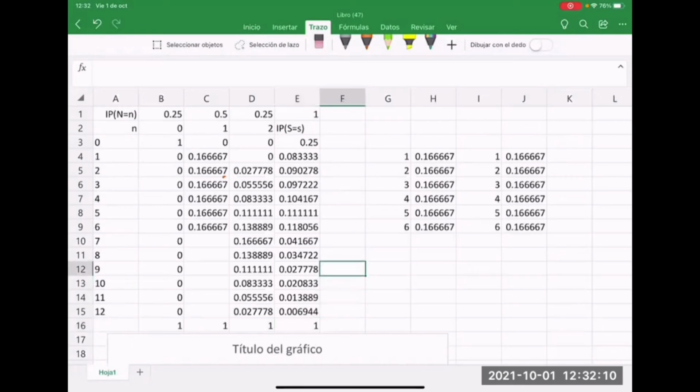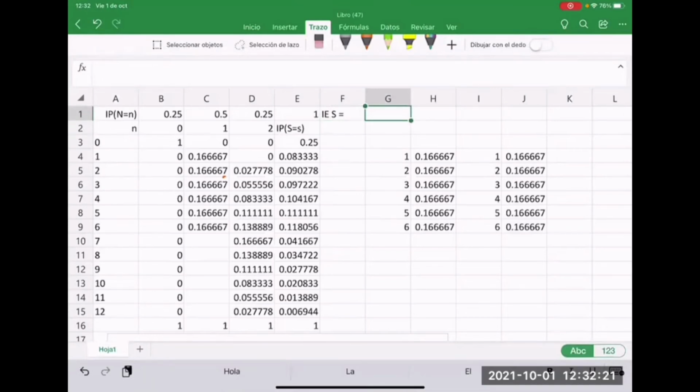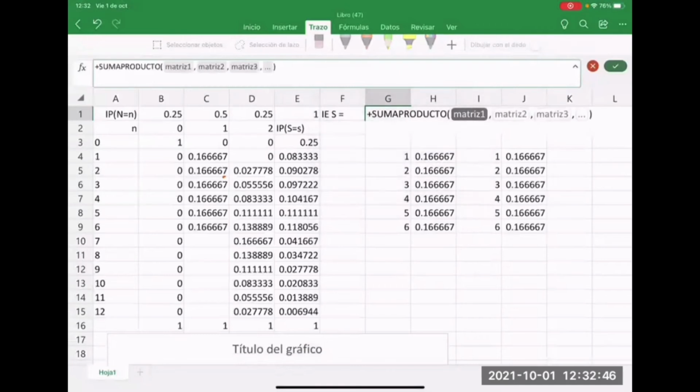Now, I will compute the expectation of the random variable S. We can do that in two ways. The first is just to take the product of the expectation of n times the expectation of x. So it's really simple to do that because the expectation of n is just the sum product of what with what?